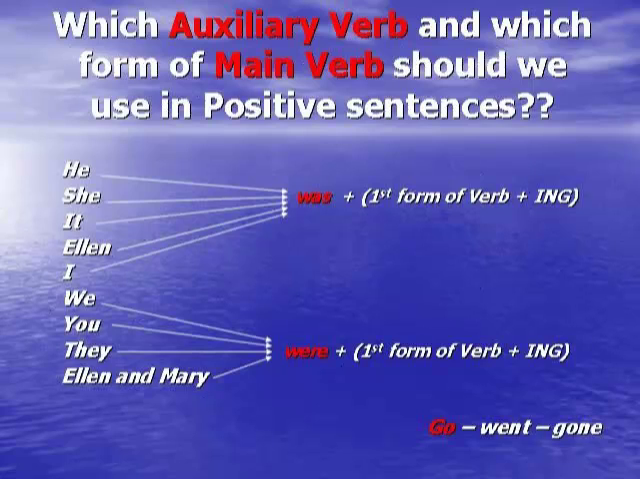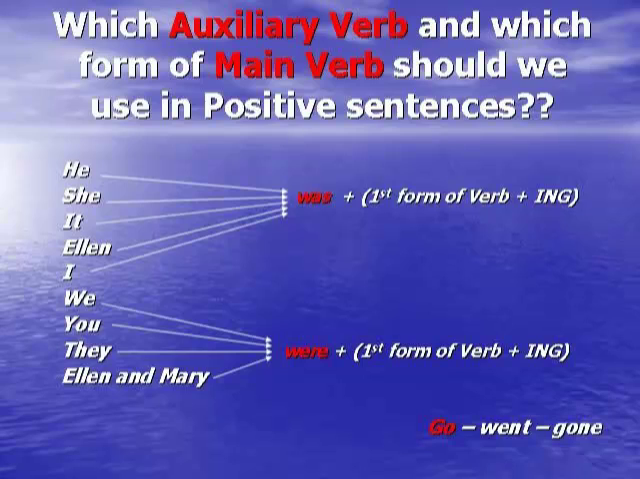Which auxiliary verb and which form of main verb should we use in positive sentences? How to make positive sentence? We have two different types of auxiliary verbs which are used in past continuous tense. One of them is was, other one is were. If the subject is he or she, it, name of one person, or the subject is I, then we are supposed to use helping verb was, followed by first form of verb plus ing.